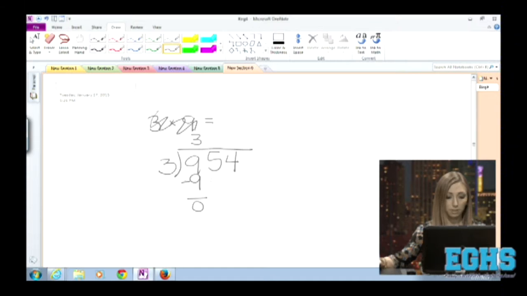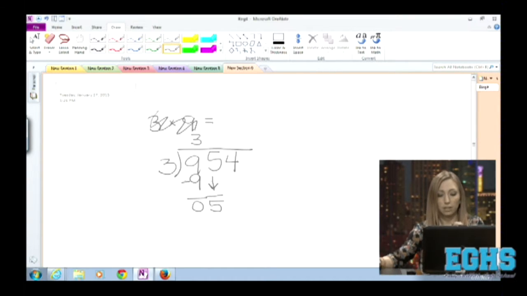And then I brought down the 5. Perfect. And then 3 times 5 equals 15. I was wondering where to put the 5, because I put the 1 over the 5, and I don't know where to put the 5. You ended up with a 2-digit number, so where should you put it?